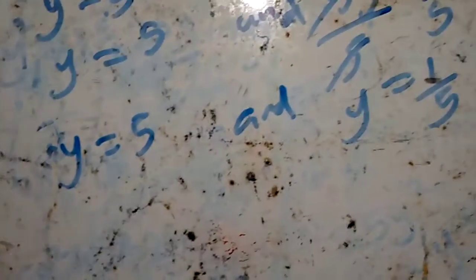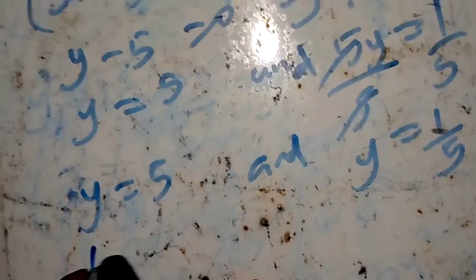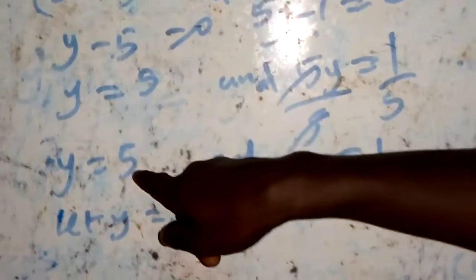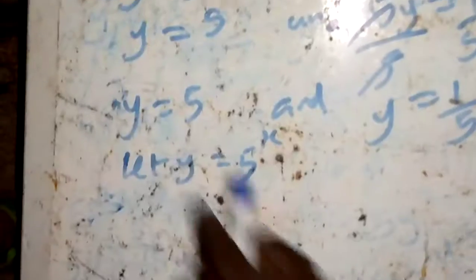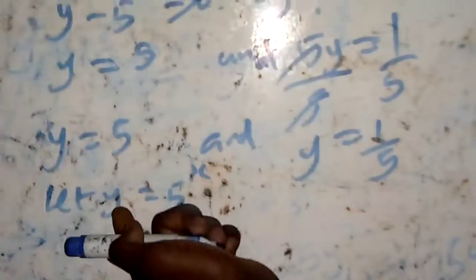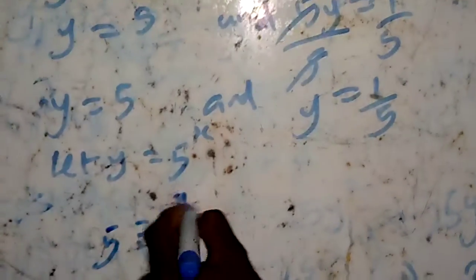Right from our question, we said let y equal 5 raised power x. When y equals 5, we substitute 5 in place of y. So 5 equals 5 raised power x. You must know that 5 raised power 1 is 5, so divide both sides by 5. So x equals 1.